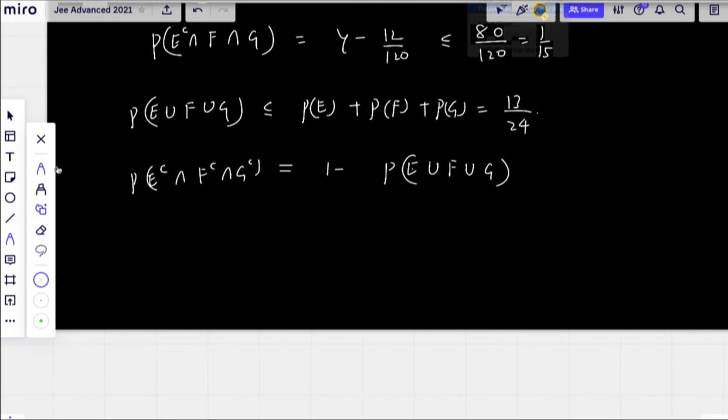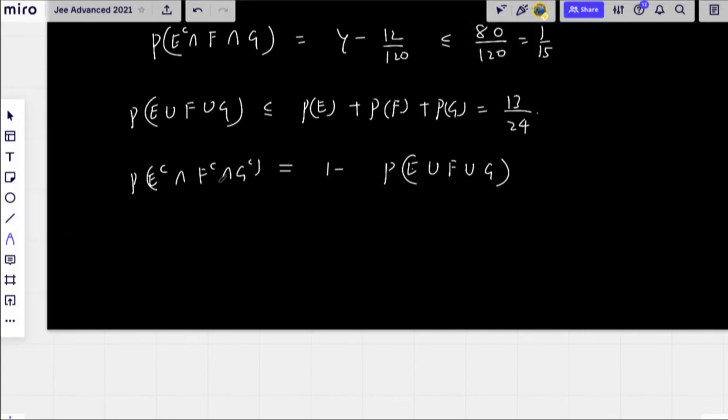Okay. So this is by De Morgan's law. Probability of E complementary, F complementary, G complementary intersections is equal to 1 minus probability of unions of E, F, G. So we can say that is greater or equal to 1 minus, and substituting this value, that is 13 by 24 over here, and that is greater or equal to 11 by 24.